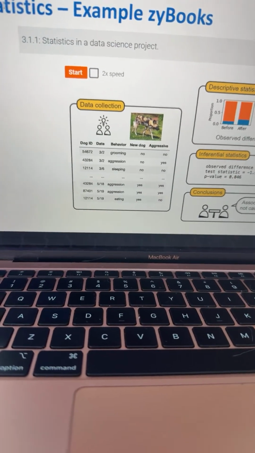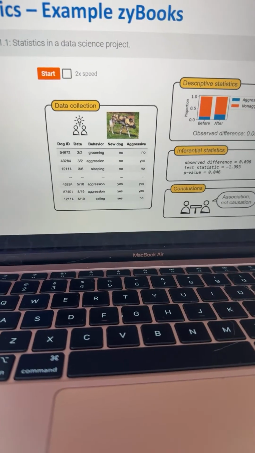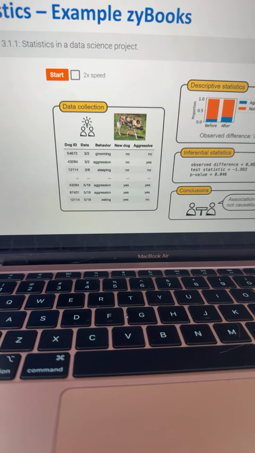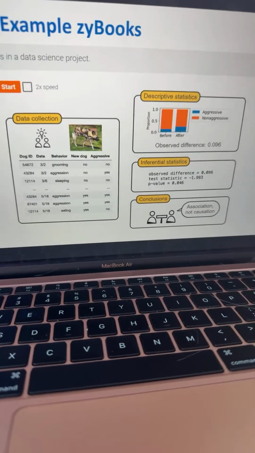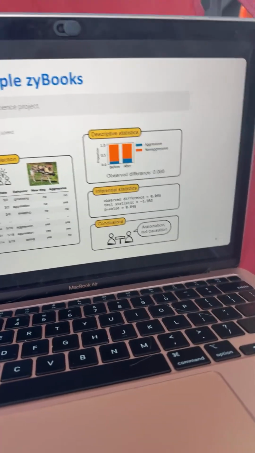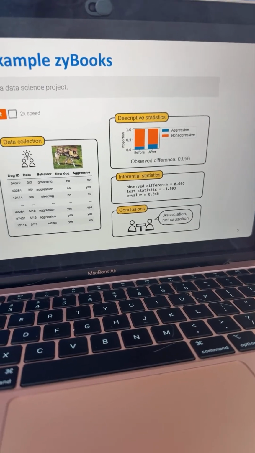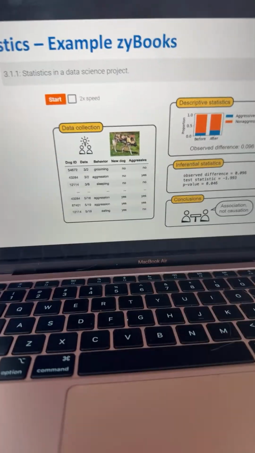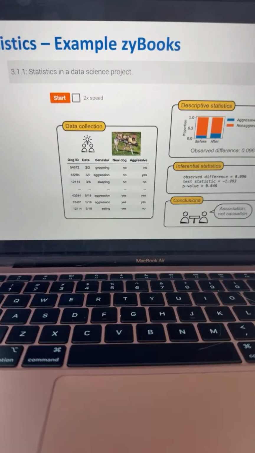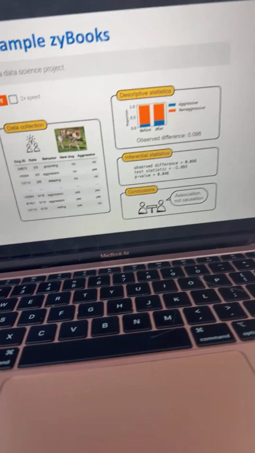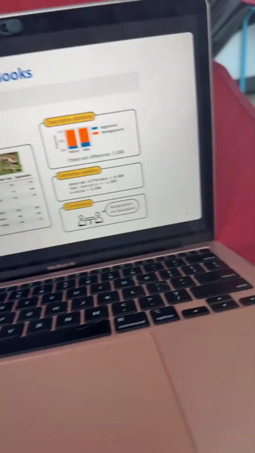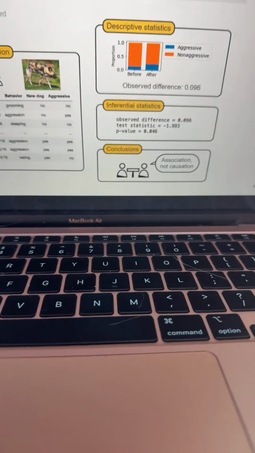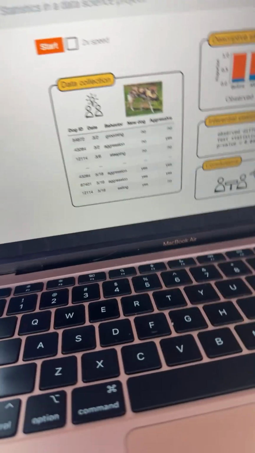We have just like different data structures. We have the collection, we have descriptive statistics, which here is the observed difference in aggressive and non-aggressive behaviors in dogs. And then, because it's a graph, right? So that's descriptive. Inferential statistics is the observed difference, the test statistic, and the p-value. So the conclusion is association, not causation.